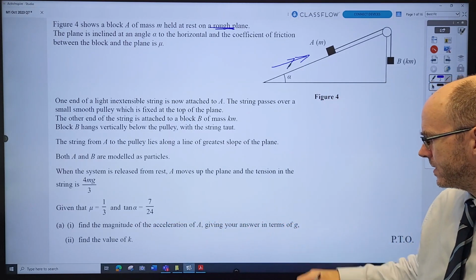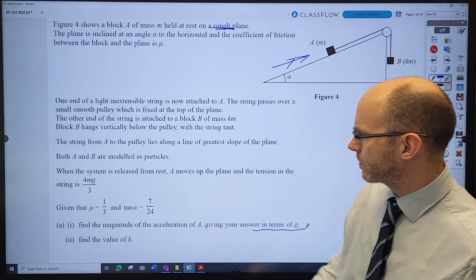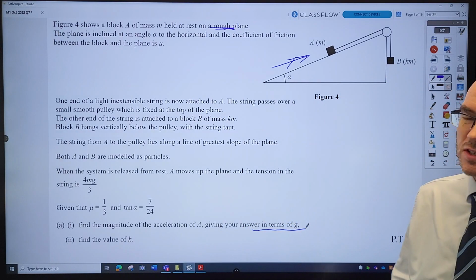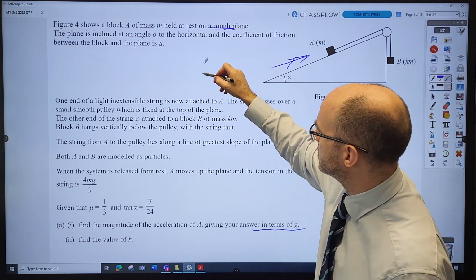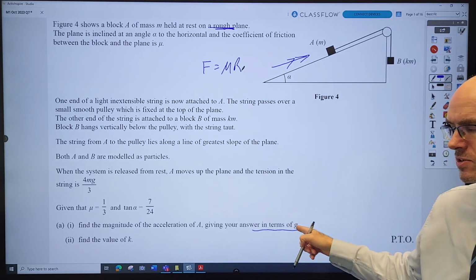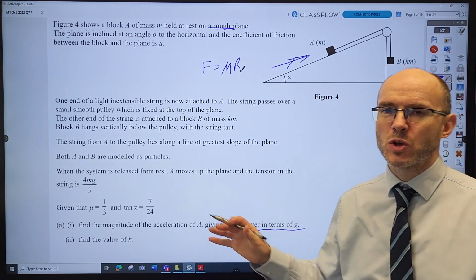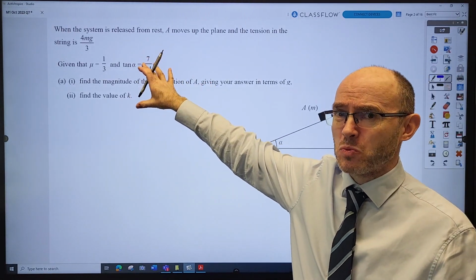The magnitude of the acceleration of A, give your answer in terms of g, so that's important, and find the value of k. Notice I've underlined a couple of important bits there. Rough, so we're going to have to use F equals mu R at some point, and we need to give our answer in terms of g. Okay, so that's the question. This is basically the information we need to know.